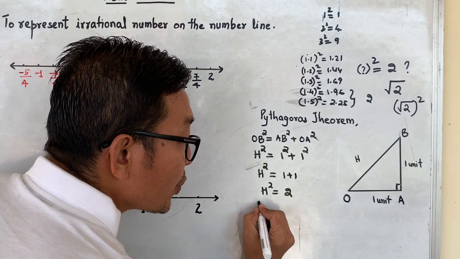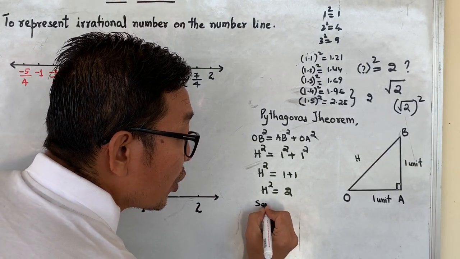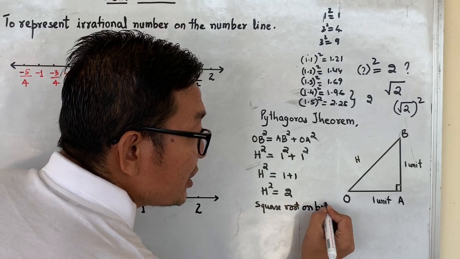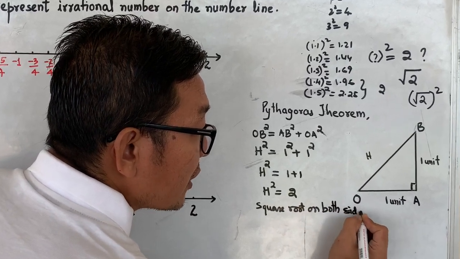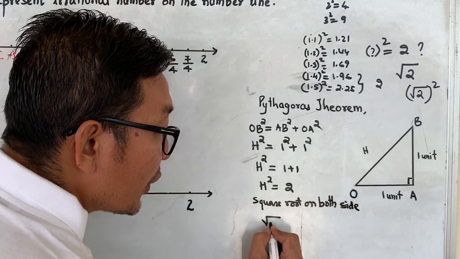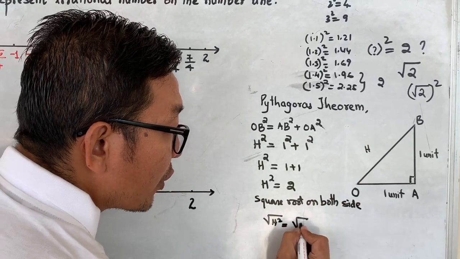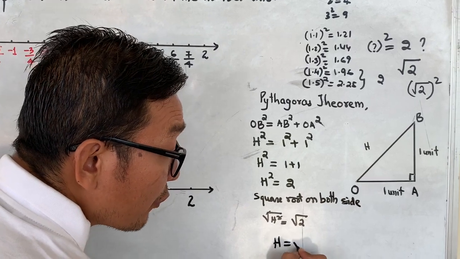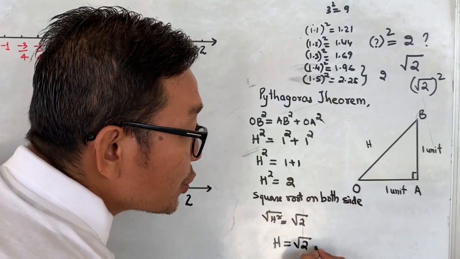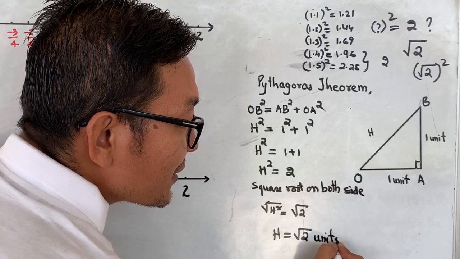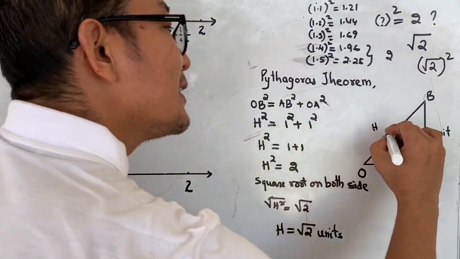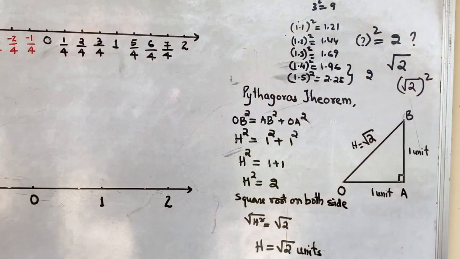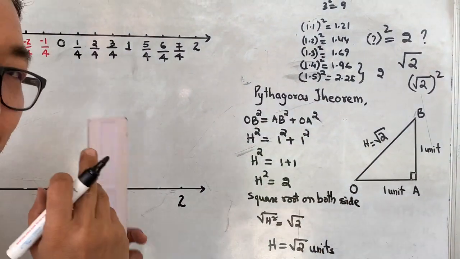Applying the square root on both sides, the square root of h squared is the square root of 2. The square and the square root cancel, so therefore the hypotenuse is equal to root 2 units. So this is how we get the hypotenuse: root 2, which is an irrational number.